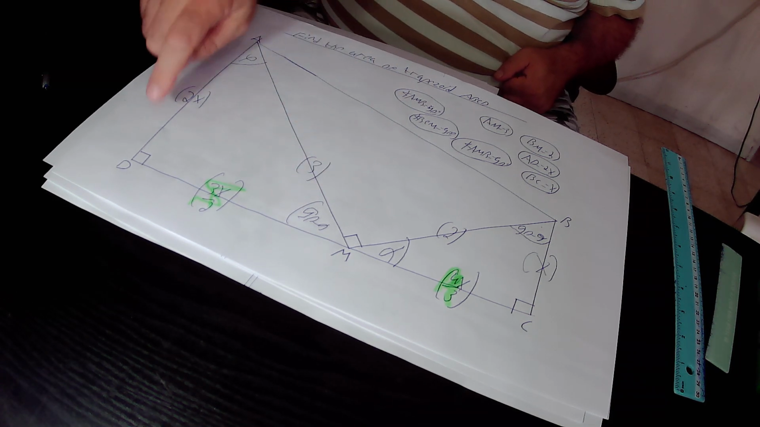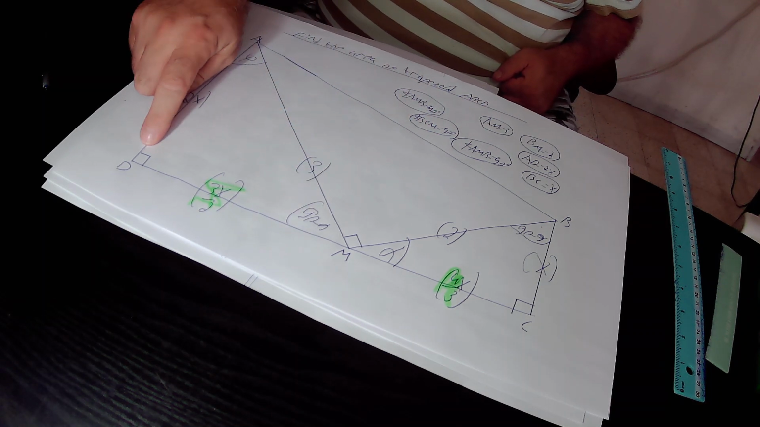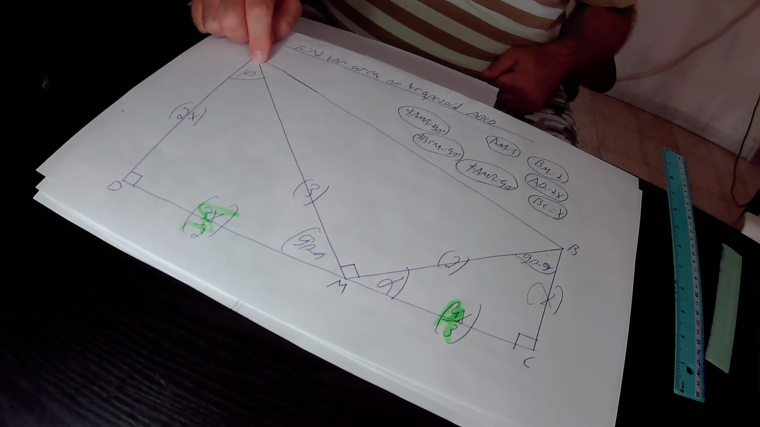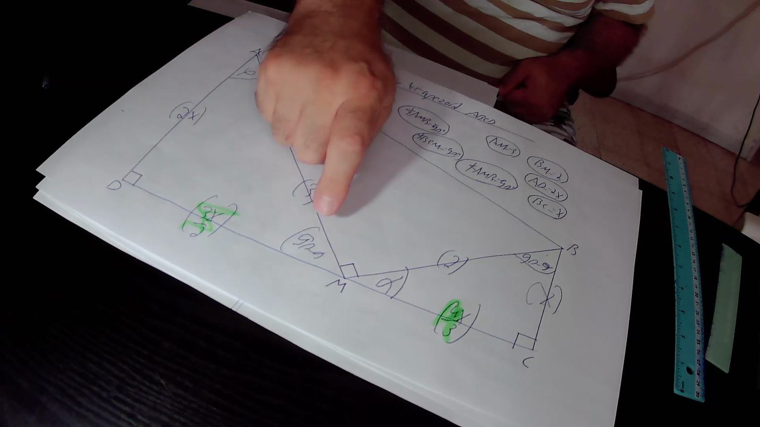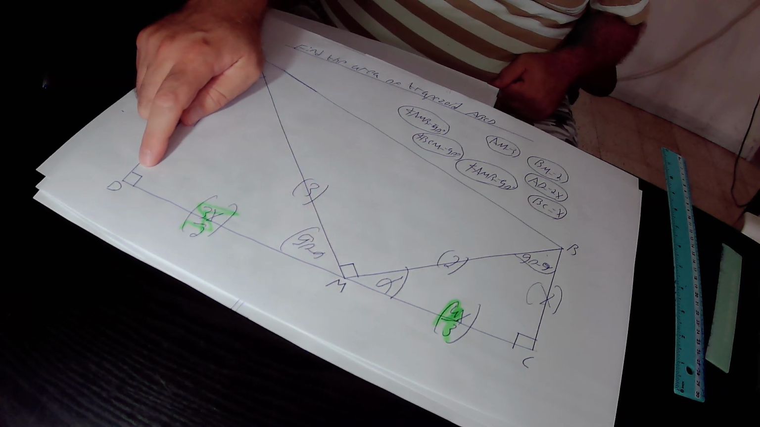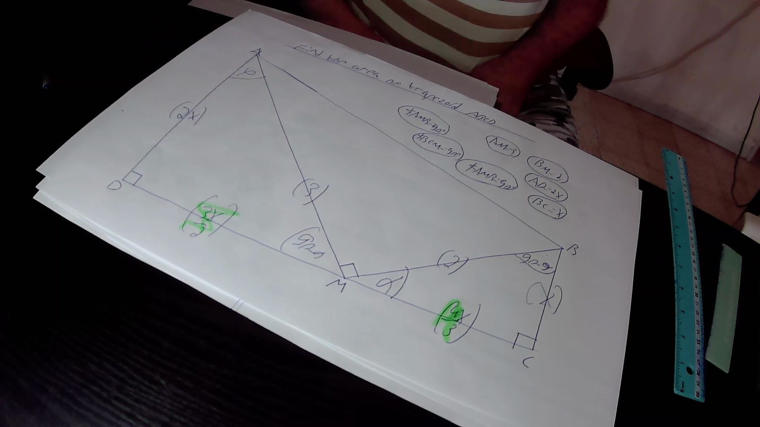In the right angle ADM, this angle equals 90 degrees minus alpha, this angle equals 90 degrees. Therefore, this first missing angle must be equal to alpha. Why? Because alpha plus 90 degrees minus alpha is 90 degrees, and 90 degrees plus 90 degrees is equal to 180 degrees. That is the sum of the angles in any triangle.